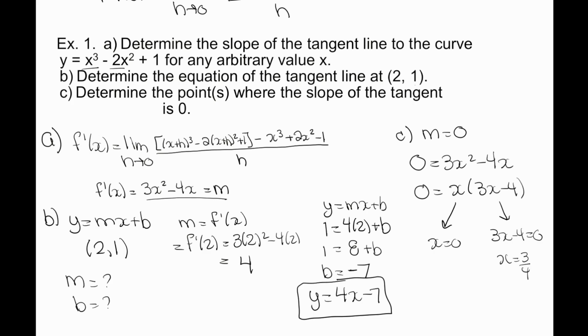So we will have 2 points where the slope is equal to 0. The slope of that tangent is equal to 0. That will be when x equals 0, and when x is equal to 3/4.